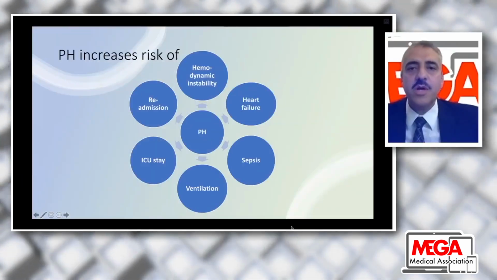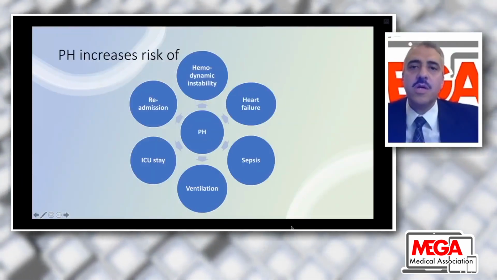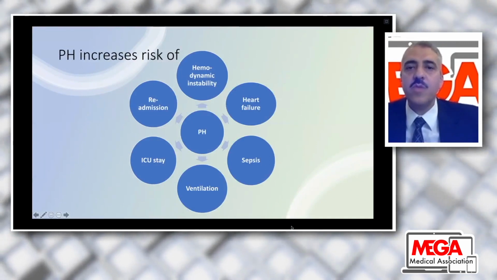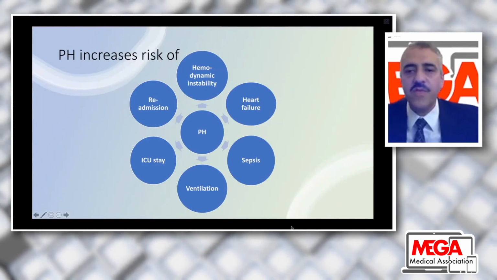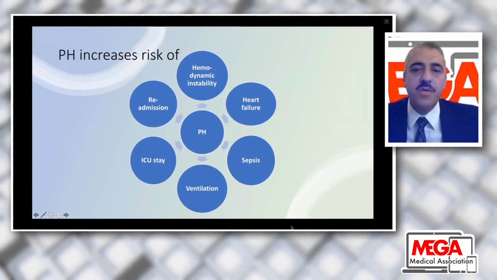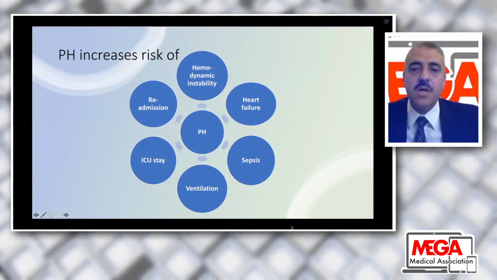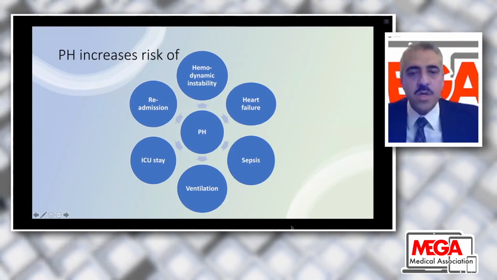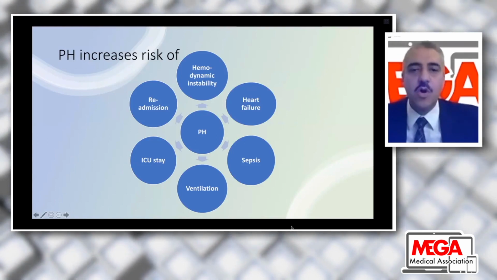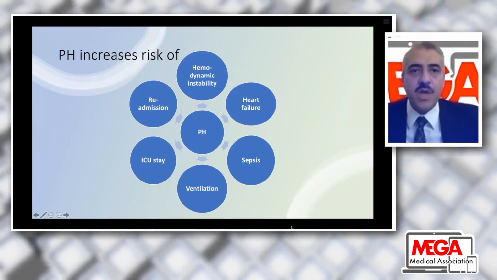All these factors increase pulmonary hypertension. In turn, pulmonary hypertension induces a status of hemodynamic instability, and increases the incidence of postoperative heart failure, postoperative sepsis, a higher incidence of postoperative mechanical ventilation and ICU stay, and readmission to the hospital after discharge.